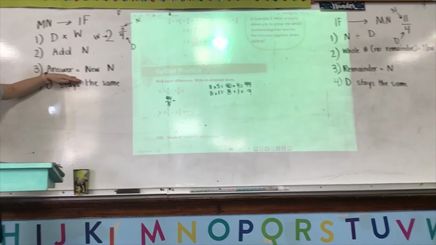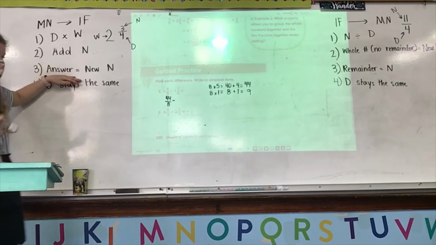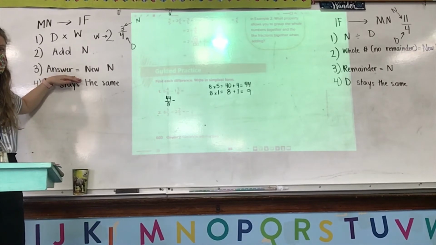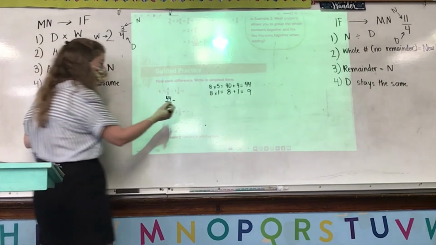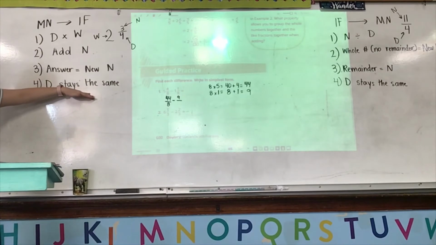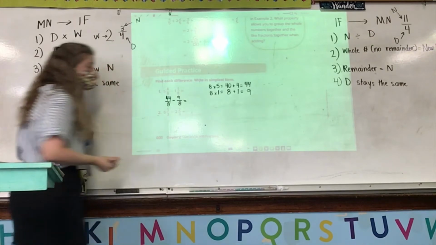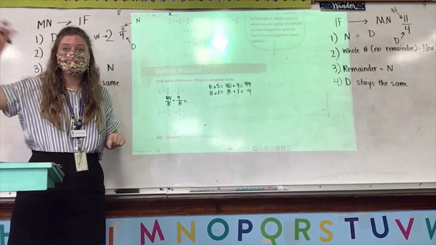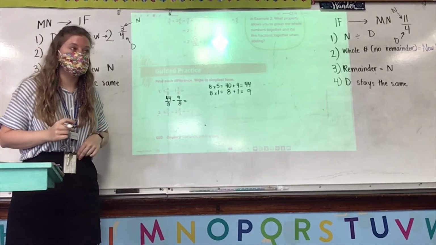Now what? The numerator is the answer to our addition. Okay. What is our new numerator? The denominator stays the same. And now we just subtract like fractions. You may have to subtract off to the side. Again, that's why you have your separate sheet of paper.